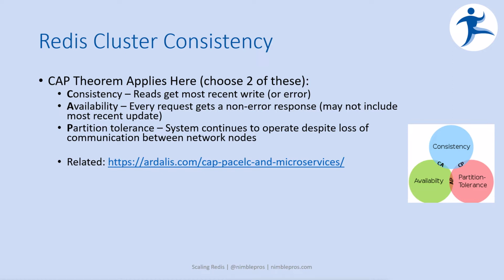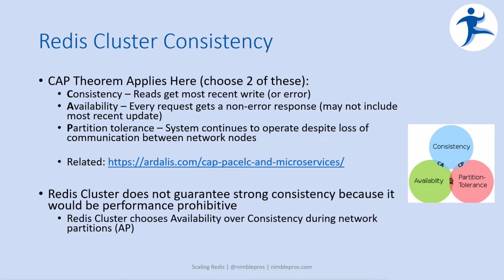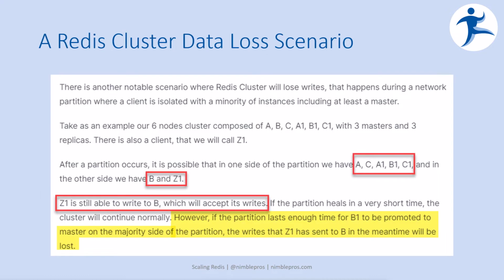Redis cluster chooses not to guarantee strong consistency because of the performance impact it would have. Therefore, it's possible that due to a network partition, Redis may return out-of-date data. Redis chooses availability over consistency during network partitions. The docs describe exactly how Redis could lose writes as a result of their lack of consistency guarantees.